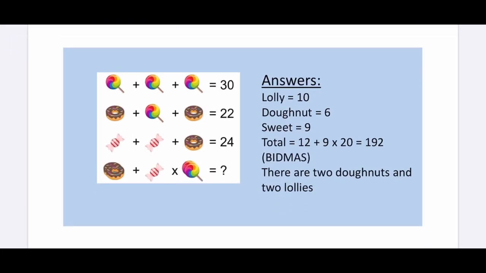Okay, so the lollies are worth 10 each because 10 add 10 is 30. That makes the donuts worth 6 each because 6 add 6 is 22. The sweets are then worth 9 each because 9 add 6 is 24.